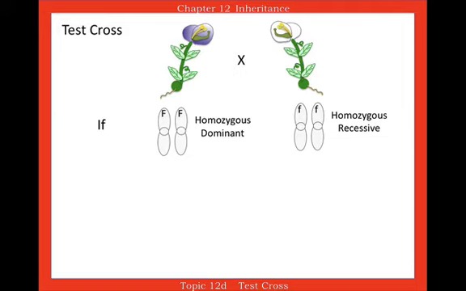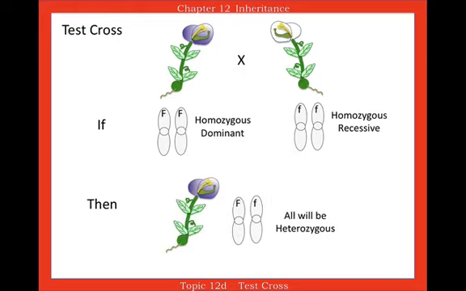And we can say if the purple flowered plant is homozygous dominant, then we know it will give a dominant allele every single time. The homozygous recessive, we already know, will give a recessive allele every time. So in this scenario, the genotype of all of the offspring will be heterozygous and will have a dominant or purple phenotype.